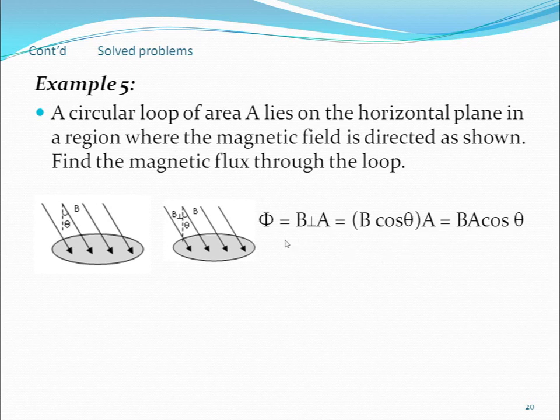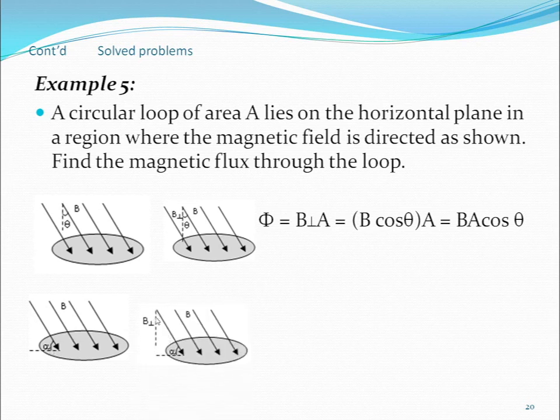So B cos theta times A. Let me show you something different. Here the area is here and the magnetic field is like this. If the angle is formed here, look at the difference: this is the angle B makes with a vertical, and this is the angle B makes with a horizontal. In that case, when we take B perpendicular, it is opposite, so we must use sine. So B perpendicular times A is B sin theta times A, BA sin alpha. I mean not theta, alpha.